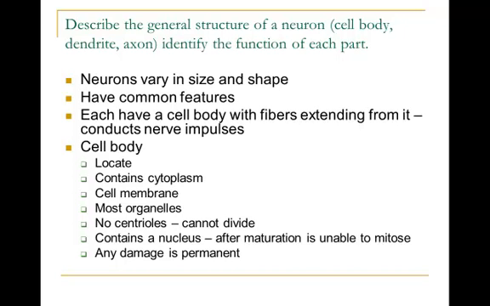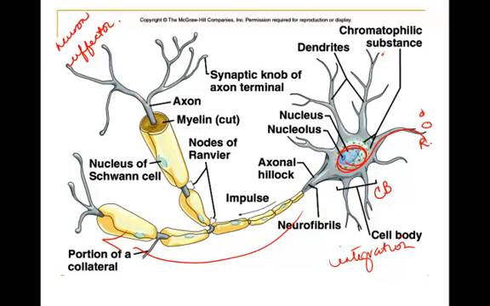So neurons, as we said, vary in size and shape, but structure dictates function. And in that size and shape, what we know from this picture is they all have common features. A cell body. So take a look and locate the cell body. The cell body has cytoplasm in it, just like other cells do. There are cell membranes, and most of our organelles are in there. There are no centrioles because it doesn't divide. There's a nucleus, but after maturation, it doesn't mitose. Nerve cells and muscle cells don't continue to divide throughout life. So when we damage a neuron, the damage is permanent.